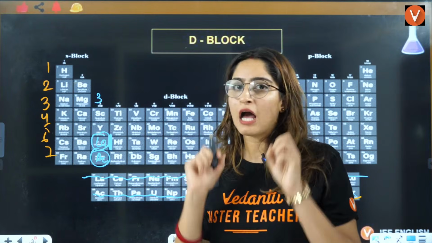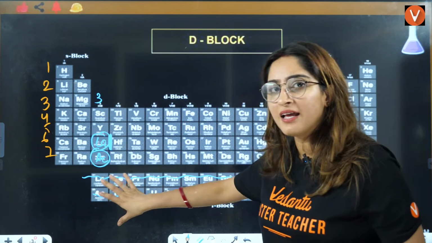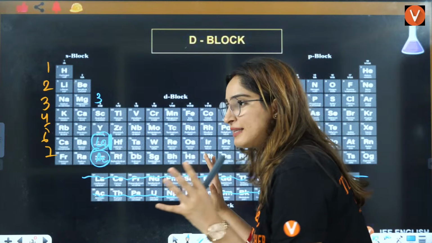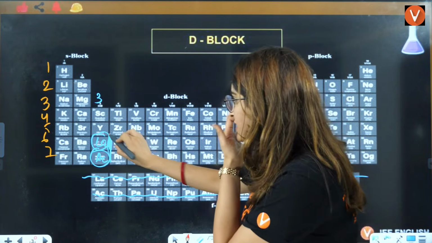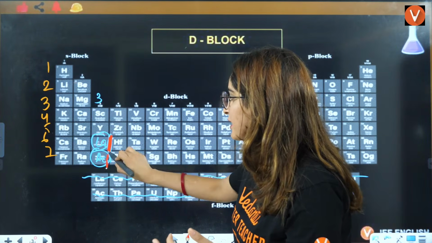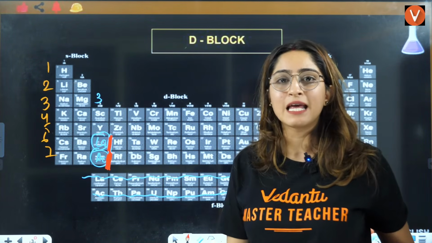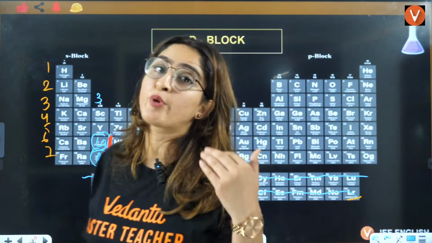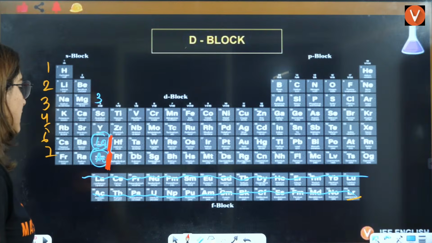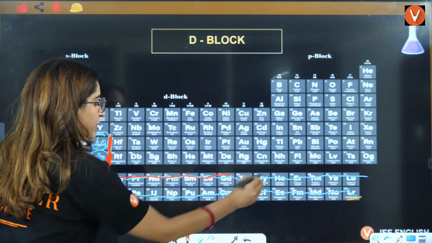That is the reason they are placed in the middle like this. These lanthanoids are somewhat here, these actinoids are somewhat here. And why have we made it like this? Because we want to match the properties here.